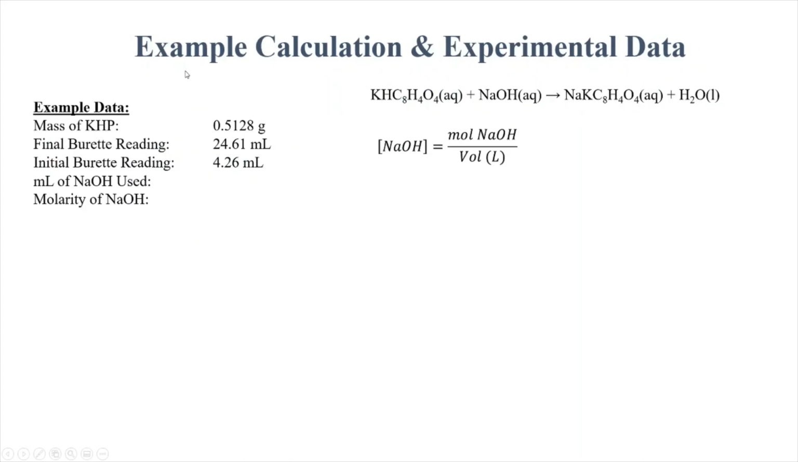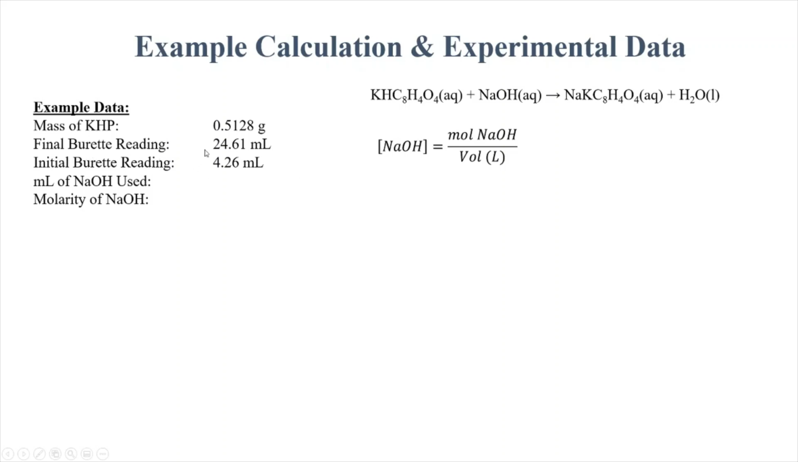Okay, so let's look at an example of how we do the calculation for the standardization and what the experimental data will look like. In this example, this is actually not from an experiment, but something I created from my own data, meaning this is not one of the 3 replicates that you're going to be calculating. This is just sample data for us to look at how we do the calculation.